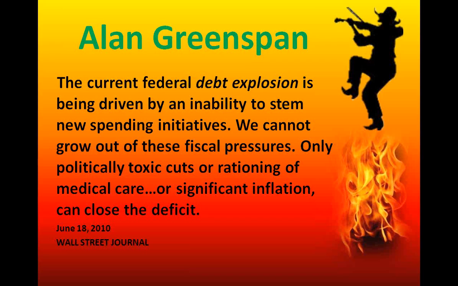He said that the solution is only politically toxic cuts or rationing of Medicare or significant inflation can close the deficit. So what is he talking about here? We've got this problem. Our income is $2.3 trillion. Our expenses are 3.9. How can we close this gap? Okay, option one, we can cut our spending. Okay, but he says that's politically impossible, which is exactly what I said earlier, that there's no political will to do it.